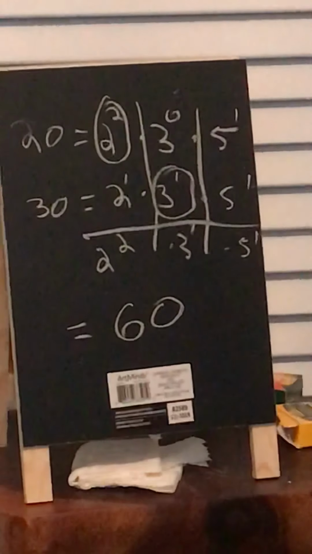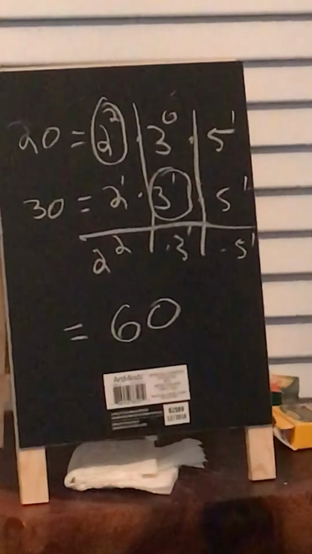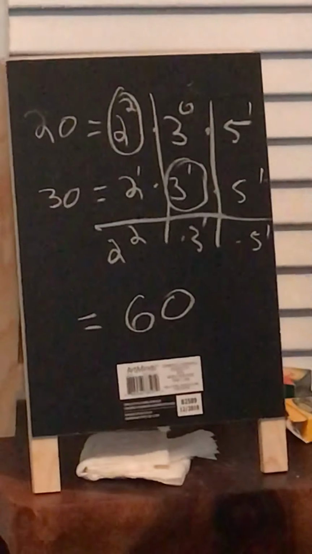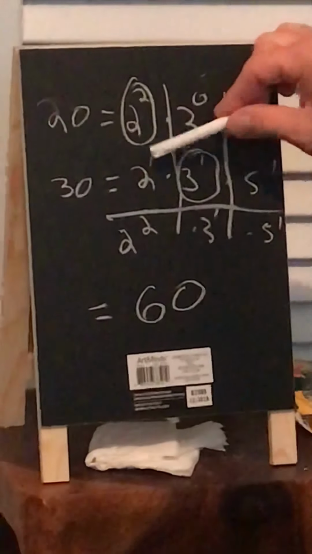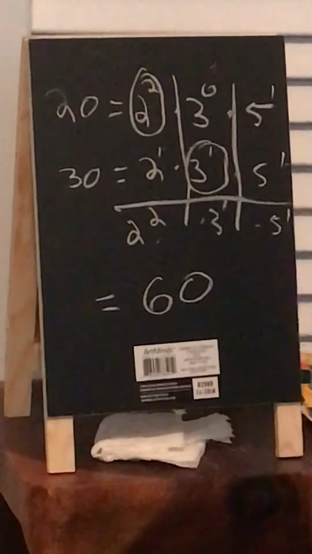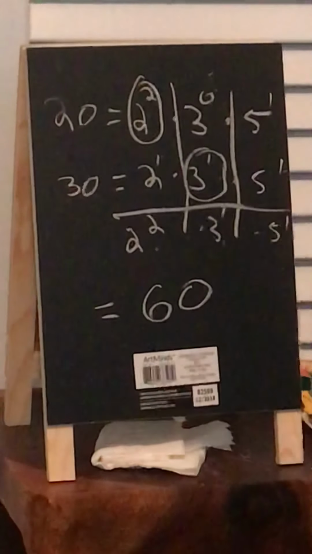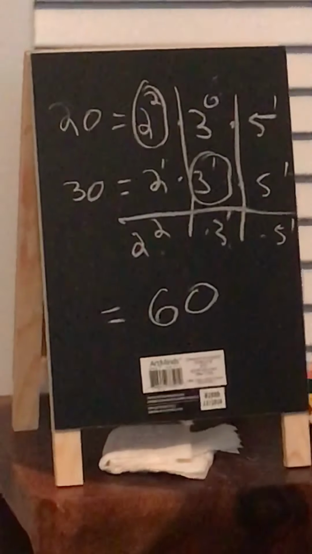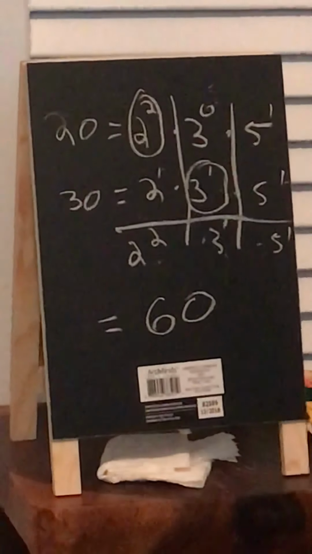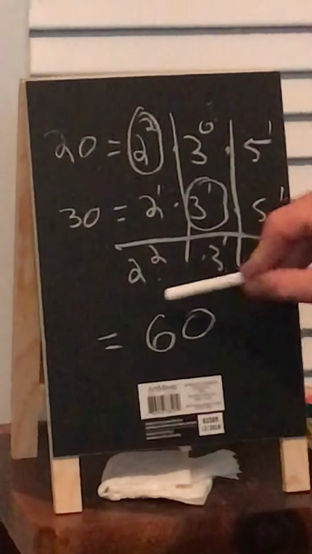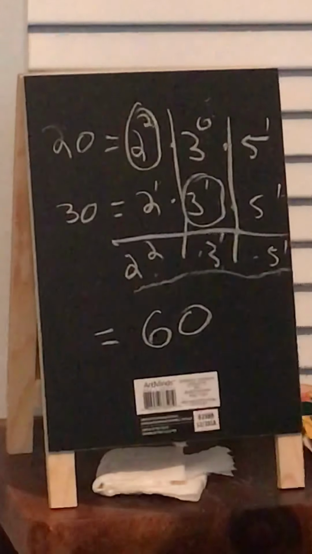The next step, for each prime, you choose the prime with the larger exponent. 2 is greater than 1, 2 squared. 1 is greater than 0, 3 to the 1. Neither one is circled, it's a push. 1 is 1, so 5 to the 1. You then multiply those 3 results. 2 squared times 3 to the 1 times 5 to the 1 is 60.